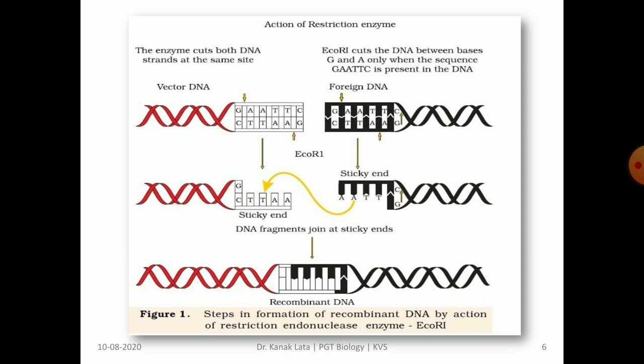Here you may see the formation of rDNA by the action of restriction endonuclease. The enzyme cuts both strands at the same site, that is, between bases G and A, only when the sequence GAATTC is present in the DNA. As a result, sticky ends are formed in the vector DNA as well as the alien DNA, that is, foreign DNA, and these are joined by DNA ligase to form recombinant DNA.